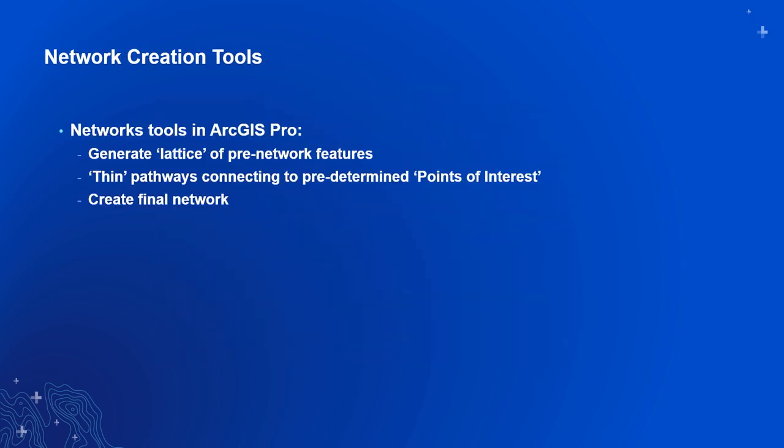My personal favorite one, I just really like the network tools for some reason. If I had to do either of those processes, I like the network one, it just feels more fun. Basically what it's doing is generating a lattice on pre-network features. You thin them based on the points of interest that you want to route to, right? So the lattice will land all over your indoor feature classes, but if you don't want to route to, say, the nuclear waste container storage, you can cut that out, and then you create your final network, right? Users can then use ArcGIS Pro to test your network results.